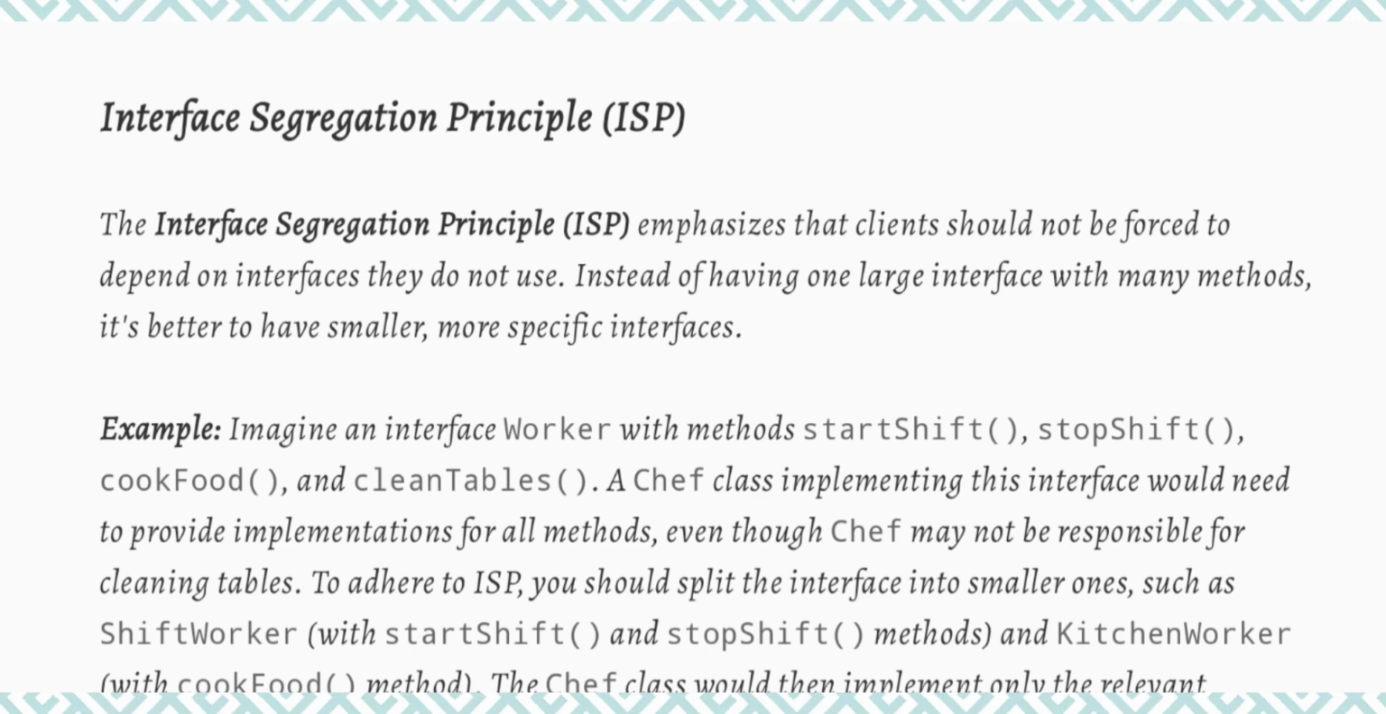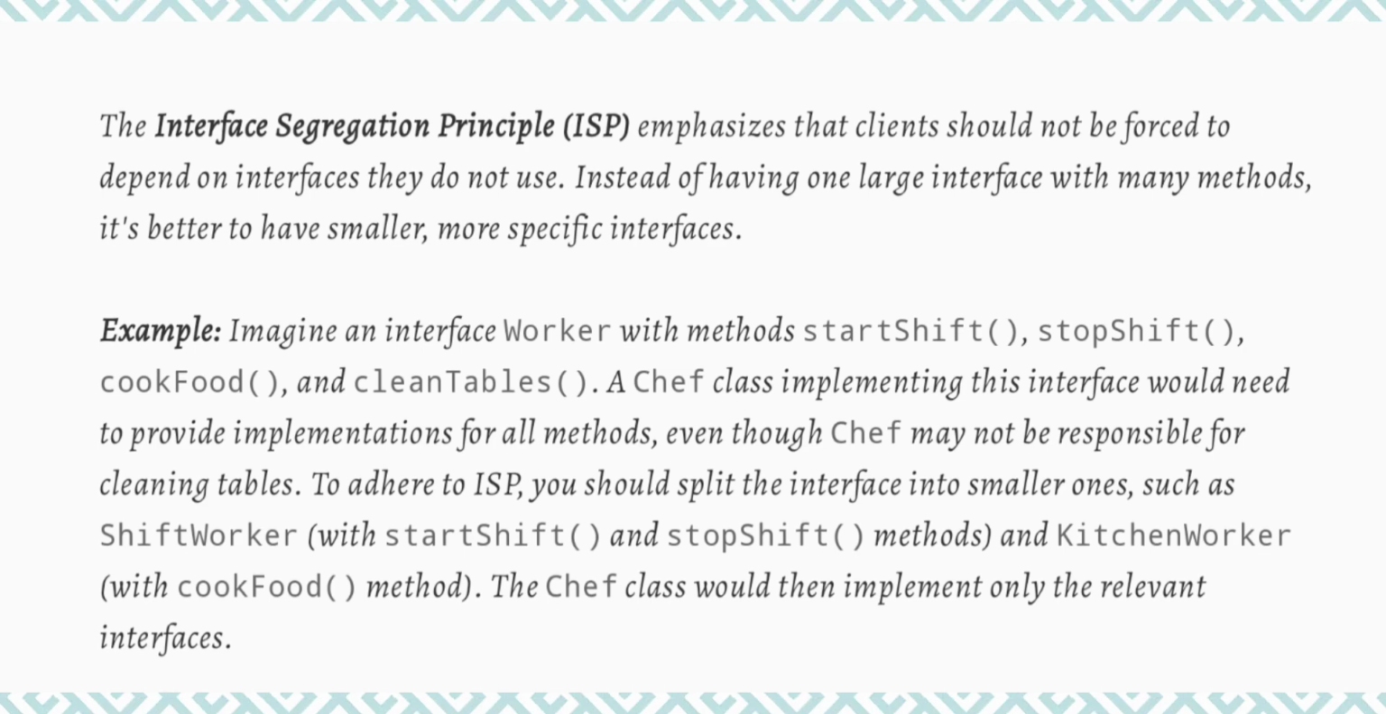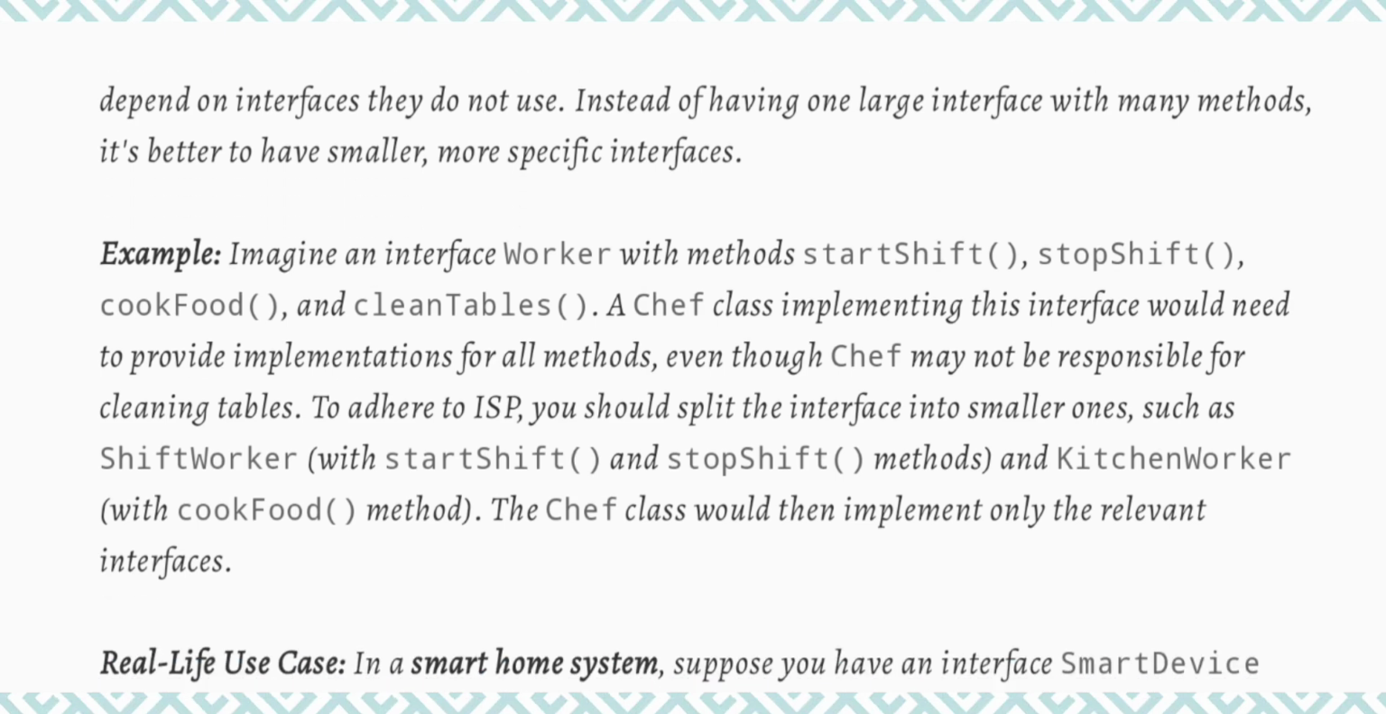Example: imagine an interface Worker with methods startShift, stopShift, cookFood, and cleanTables. A Chef class implementing this interface would need to provide implementations for all methods, even though a chef may not be responsible for cleaning tables. To adhere to ISP, you should split the interface into smaller ones, such as ShiftWorker, with startShift and stopShift methods, and KitchenWorker with the cookFood method. The Chef class would then implement only the relevant interfaces.